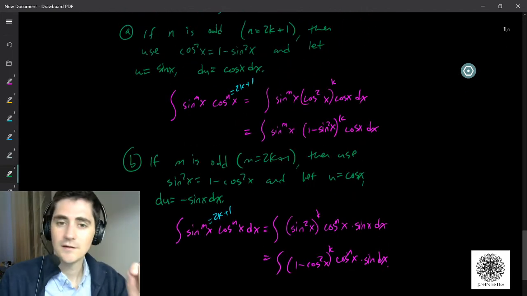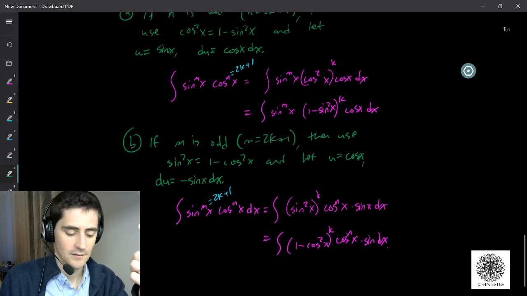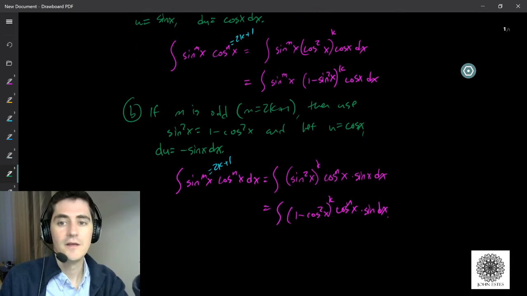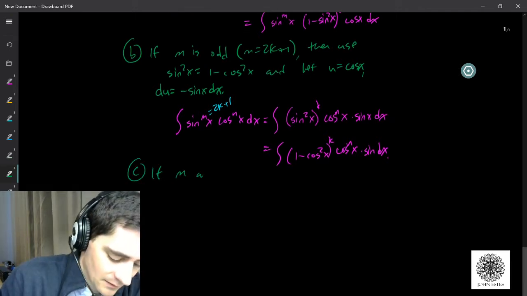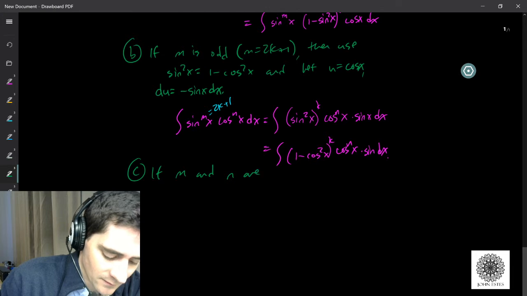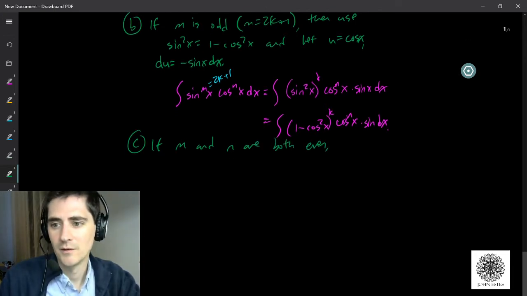Okay, so that is the case. We have n is odd. If n is odd, we've got it. If m is odd, we've got it. What if neither are odd? That's the third case. If m and n are both even, we're going to have to use a reduction formula.